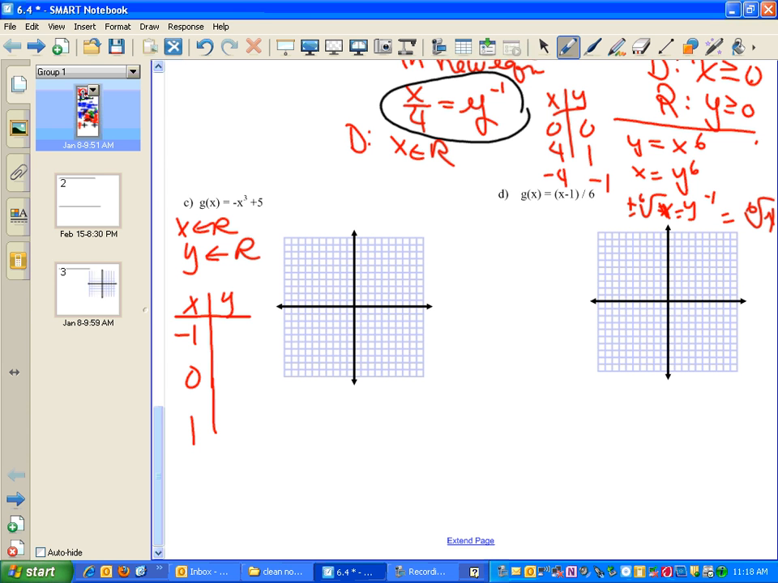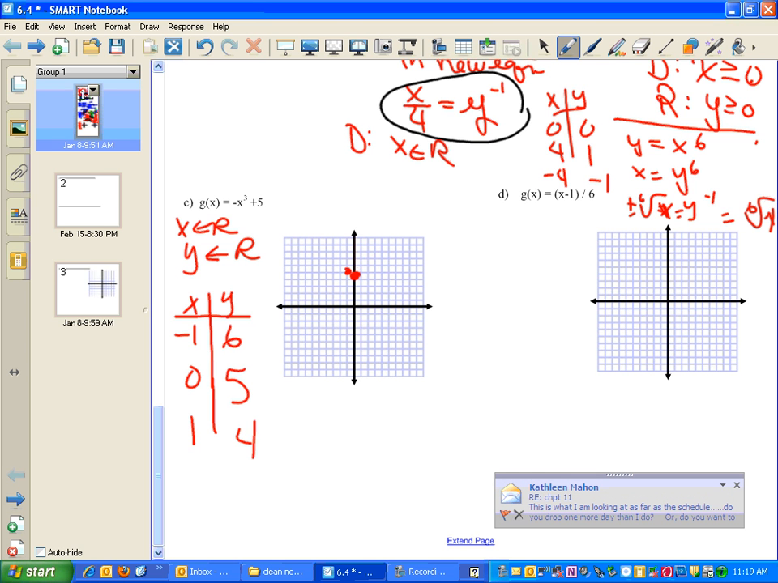So at negative 1, I'm going to get 6. At 0, I'm going to get, and at 1, I'll get, so 0, 1, 2, 3, 4, 5. Negative 1 is 6, and 1 is 4. And so remember, this does a little bitty loop-de-loop.